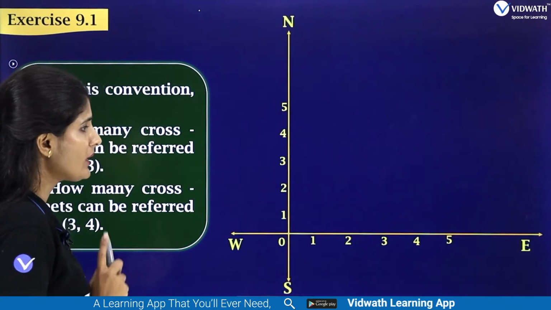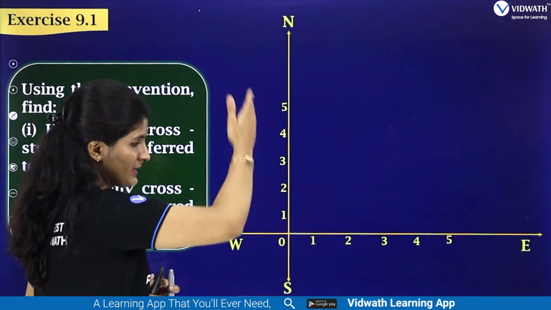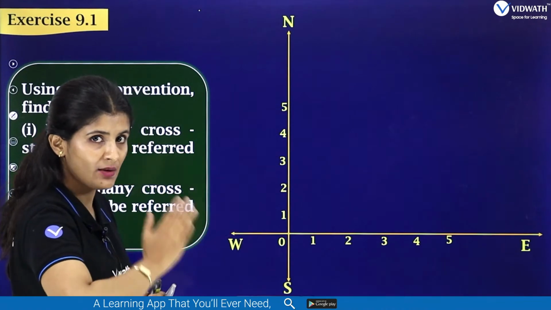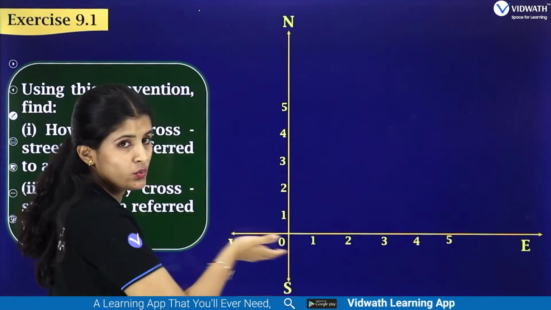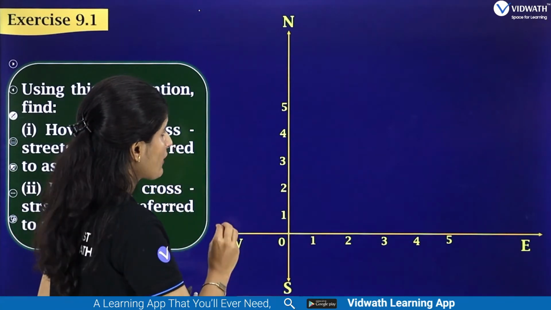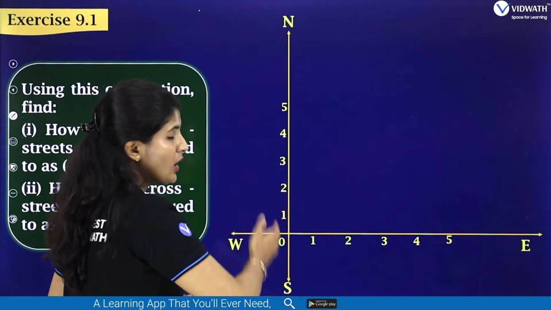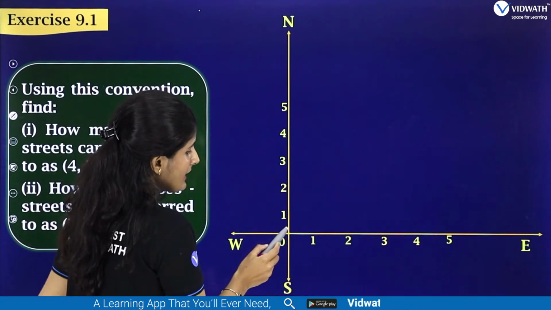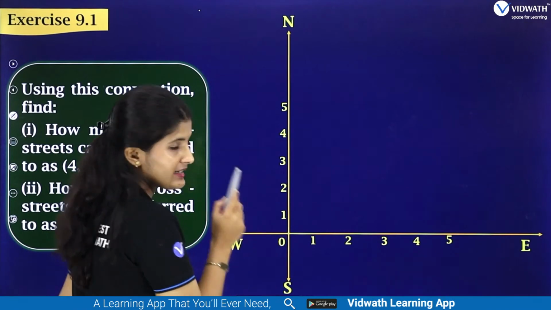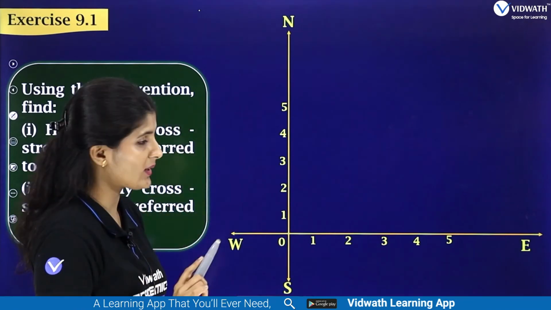First, we must draw 2 axes, just as we draw the x-axis and y-axis. But in place of the x-axis, we have the east-west road. In place of the y-axis, we have the north-south road. These are the 2 main roads. These are intersecting at the origin. This is at the center of the city as given in the question.